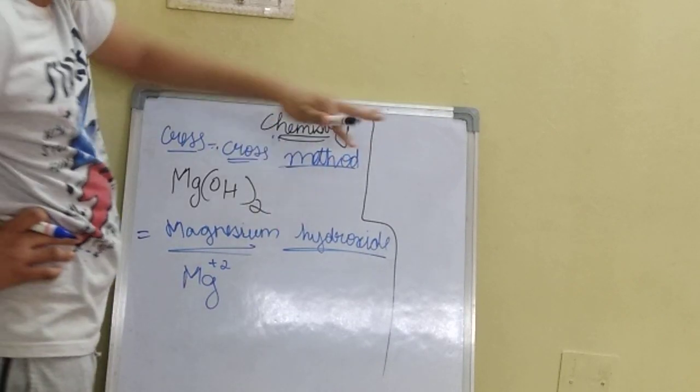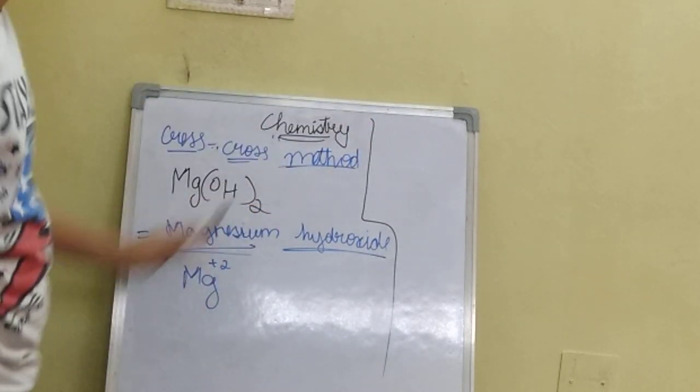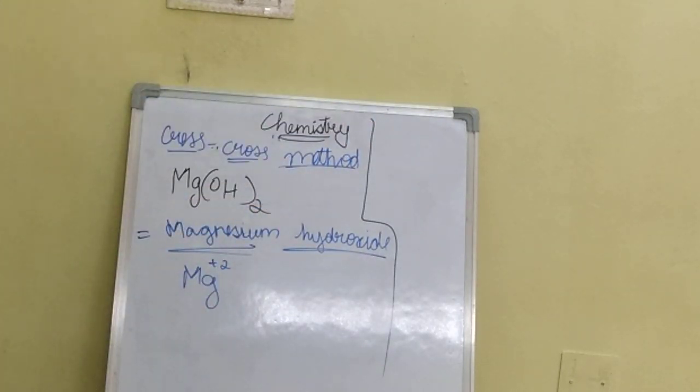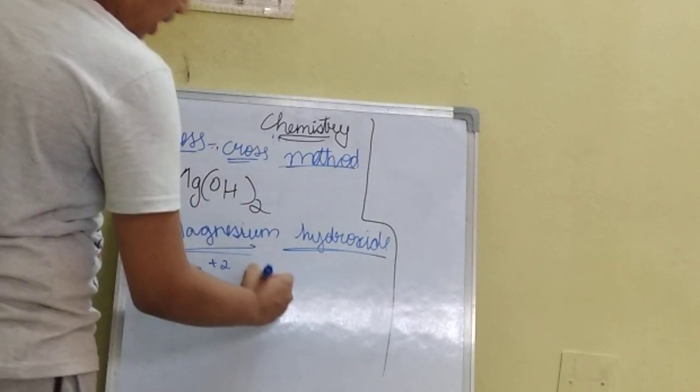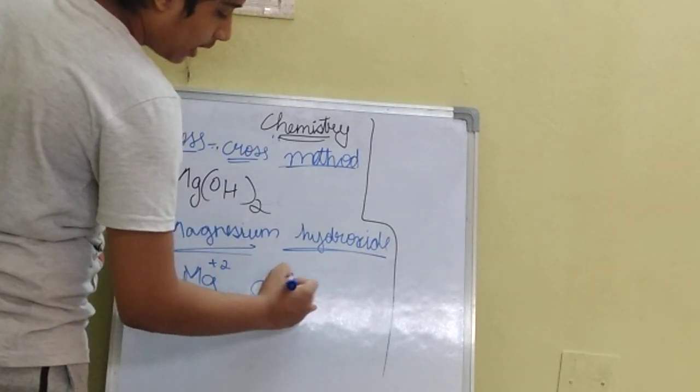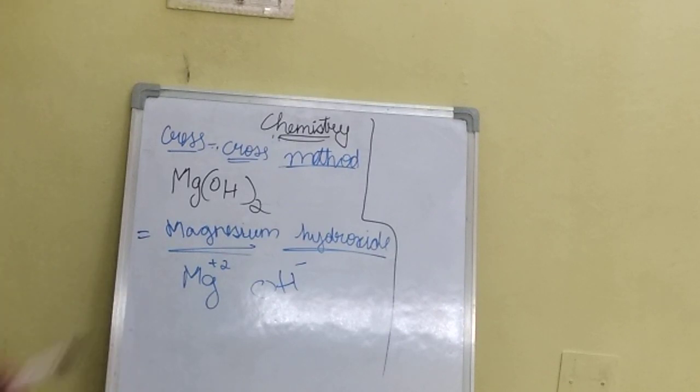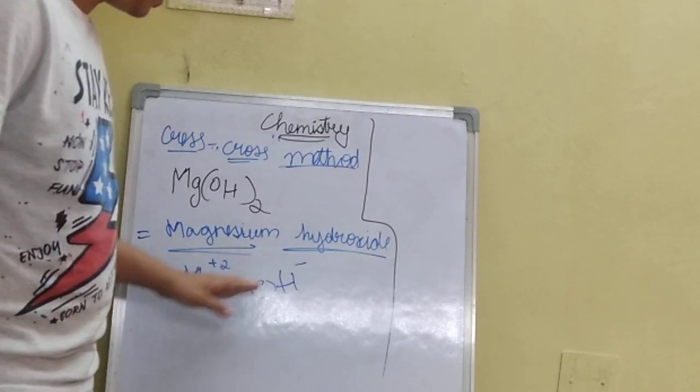Now, again we'll get confused. So what I'm not telling. Hydroxide means OH minus. Again, you get confused, so don't think that I don't know about this. I know everything. I'll tell you later. If I tell you now, again you get confused. See, Mg plus 2, OH minus.